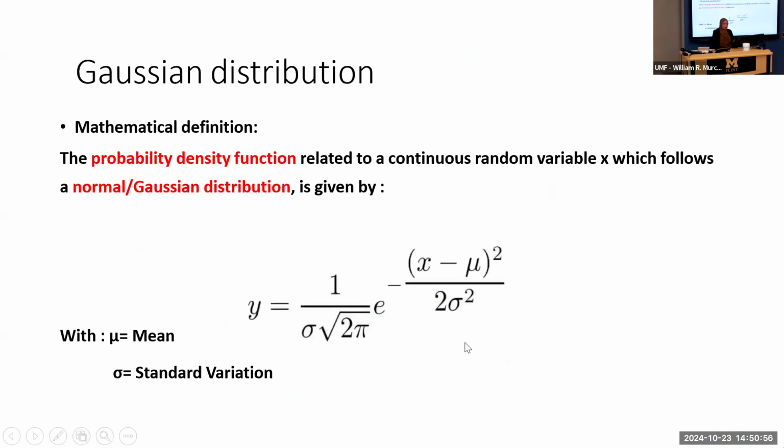So what we will see now is we are going to revise this, and I believe that everyone is now familiar with the mathematical definition of the Gaussian distribution, where y here represents the probability density function. So it is 1 divided by sigma square root of 2 pi, times the exponential function of minus (x minus mu) squared over 2 sigma squared.